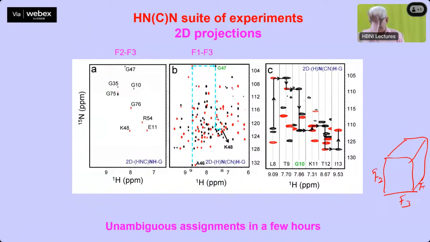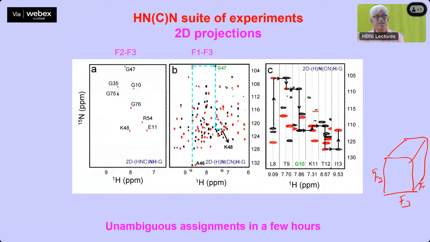Now if you take an F1, F3 plane, that means you get a projection down the F2 axis. This is the F2 axis. Therefore, you have the F1, F3 plane. In the F1, F3 plane, you have all the HSQC peaks plus the sequential peaks with every residue.